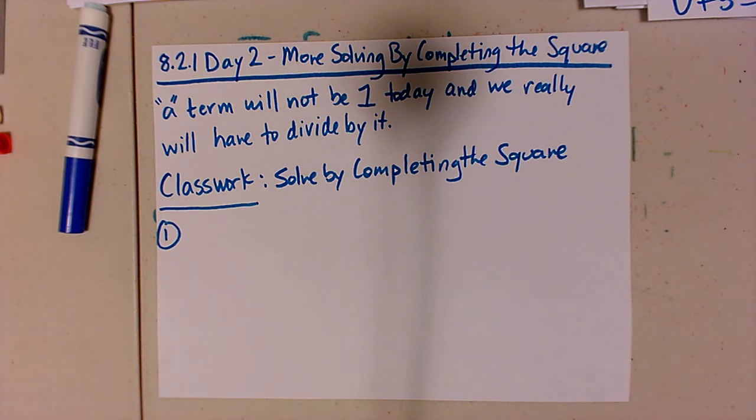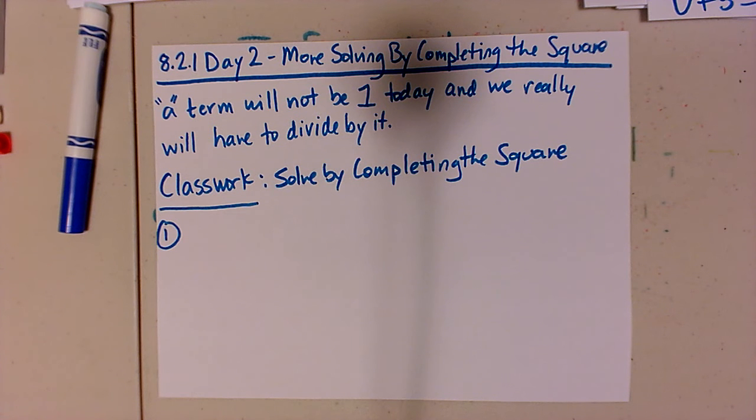Algebra 2 Part 2. This is the second day of 821. So we're still solving quadratic equations by completing the square. And today we're adding another wrinkle and doing a few examples that are a little bit more challenging. The process is still going to be the same, but there's one step that we're going to have to pay closer attention to.